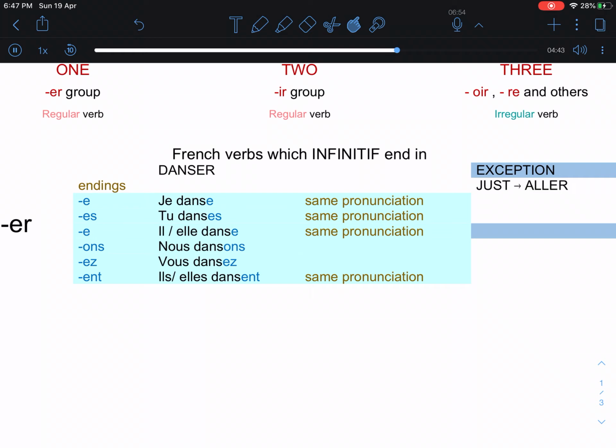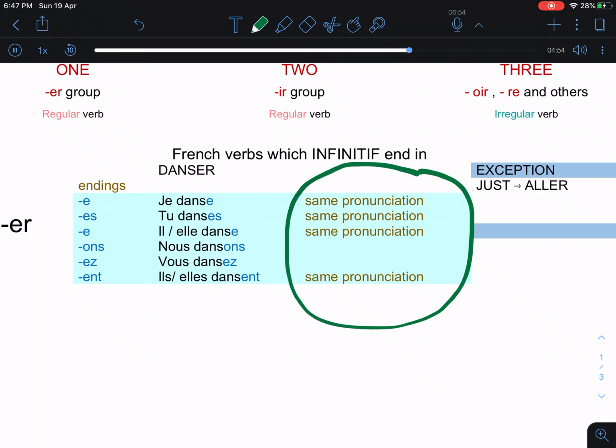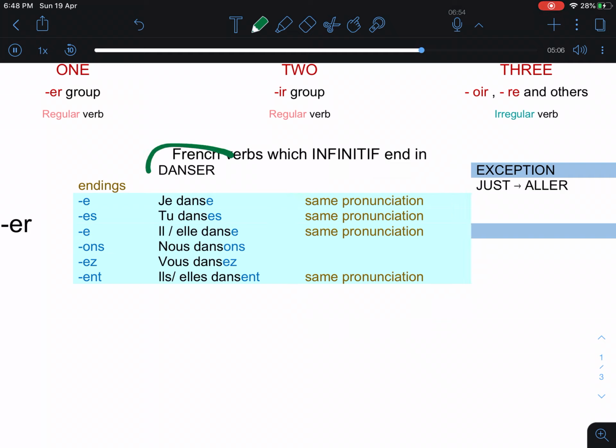Now, how to pronounce? When the words end with E, ES, and ENT, normally it is silent. That is why you have je danse, tu danses, il, elle danse, and ils, elles dansent. And the endings are silent. And for words which end with ER and EZ, it is pronounced as A. For example, danser. You have vous dansez. So these two are the same.